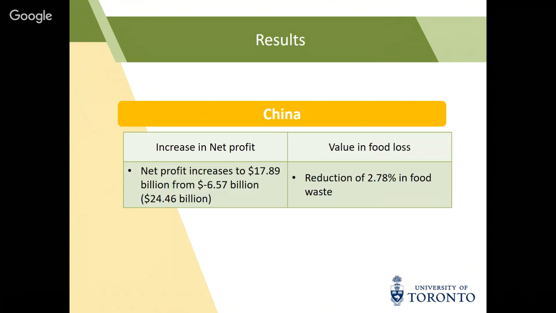Using these two methods, we found that the net profit can increase by 24.46 billion to a value of 17.89 billion, and a reduction in food waste of 2.78% can be realized. Therefore, there is significant incentive for governments to understand and predict supply and demand. Inefficiencies in this system can result not only in direct financial losses, but in health issues for the population.